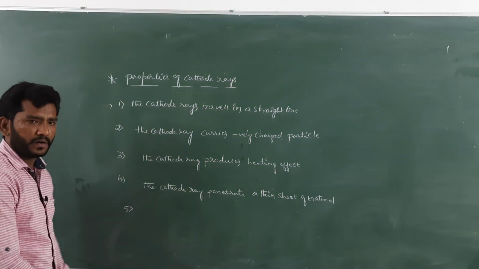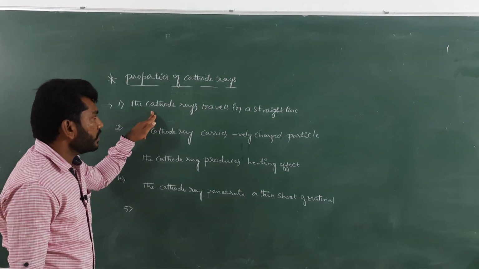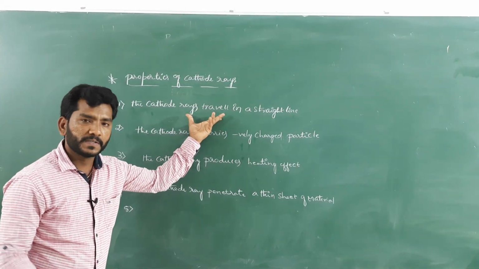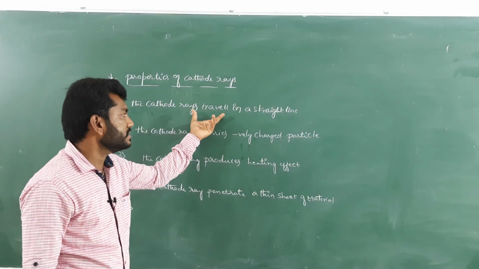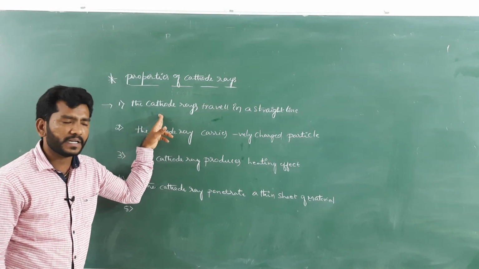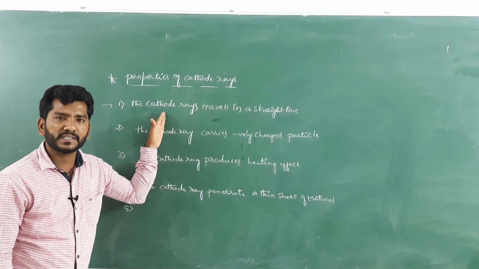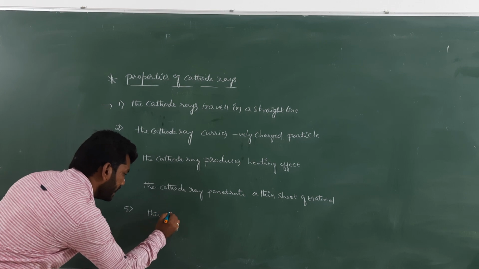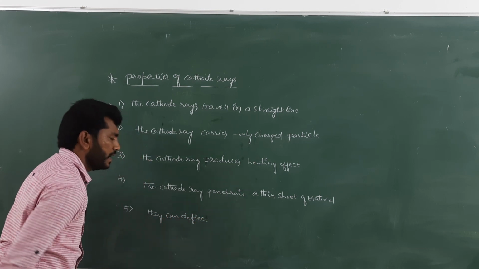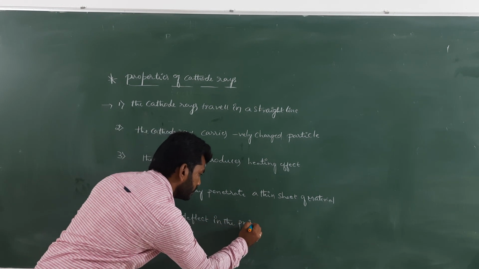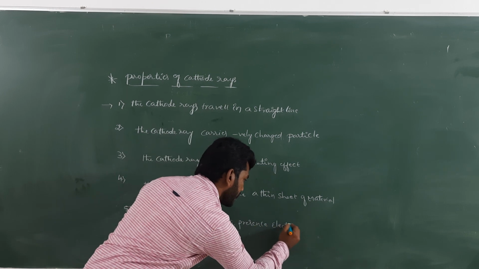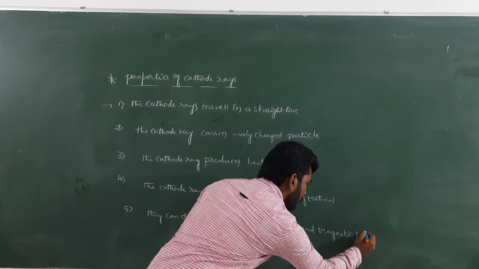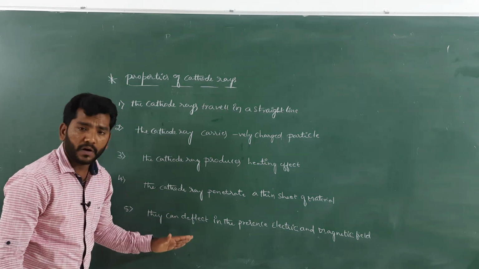So guys, the fifth one is very important. This cathode ray travels in a straight line in the absence of electric and magnetic fields. Suppose we apply an electric and magnetic field, the cathode ray can change its path, that is, it can be deflected. It would not travel in a straight line in the presence of electric and magnetic fields. So the cathode ray can deflect in the presence of electric and magnetic fields, one of the most important properties of cathode rays.